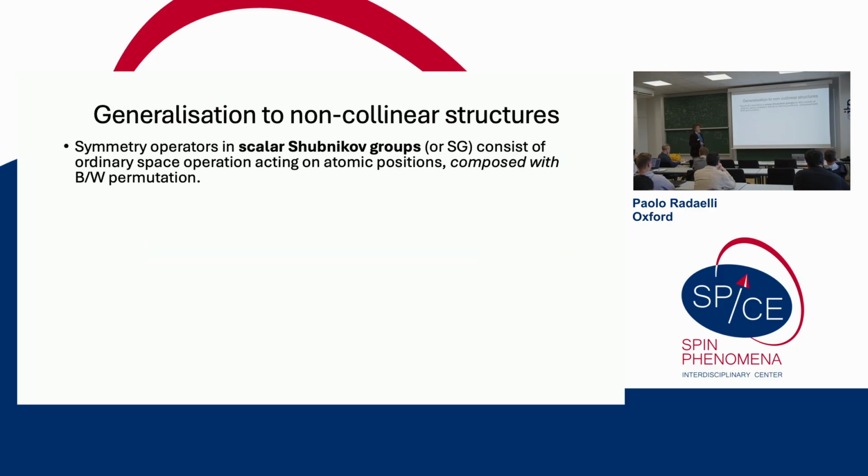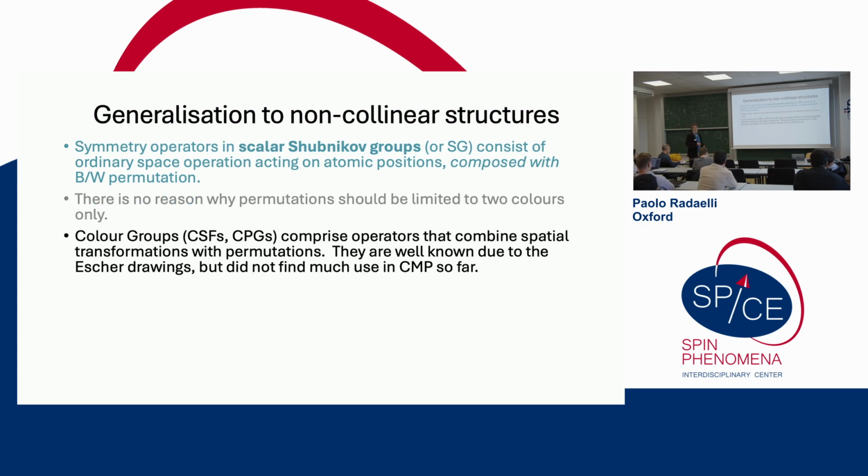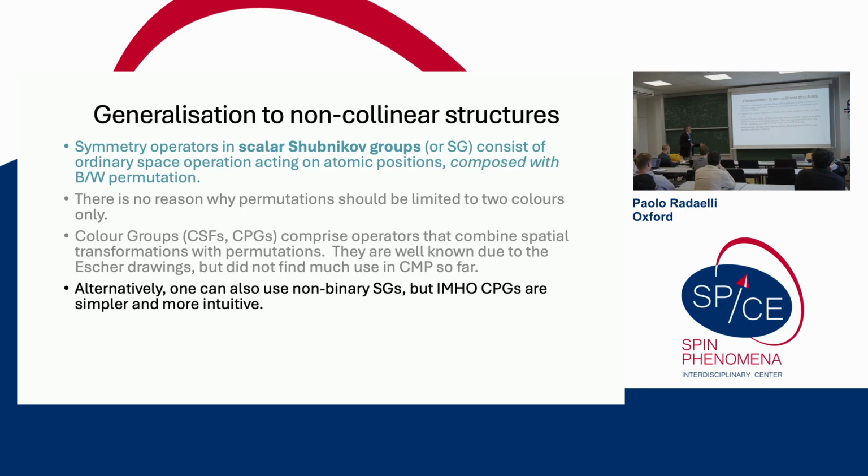So how do we generalize? Well, if we start from the point of view of scalar Shubnikov, which is black and white symmetry on scalars, there's no reason why these permutations should be limited to 2 colors. So we have black and white. Why not 3 colors? Why not 5? Okay. So the theory of color groups is well developed, and in fact is better known in the Escher drawings, of which I'm going to show one in a second.